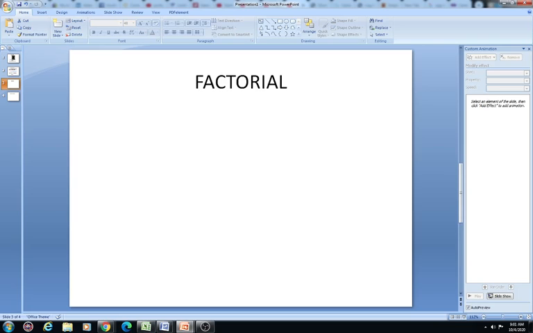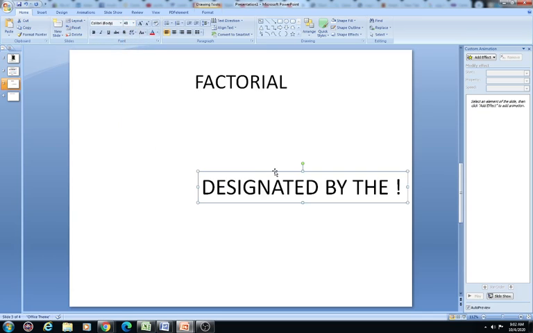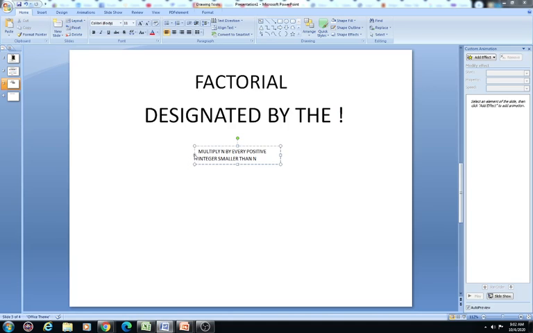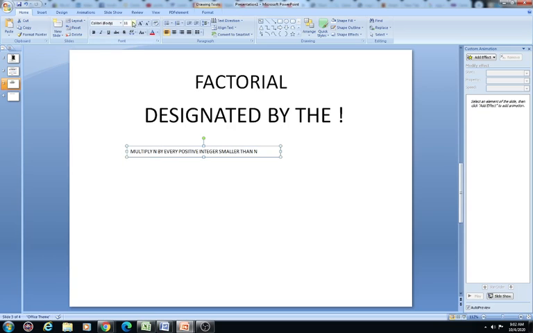So factorial. Let me take that out because that has no relevance here. Factorial is designated by the exclamation point. The definition of factorial is when I have a number n and I multiply that by every positive integer smaller than n.